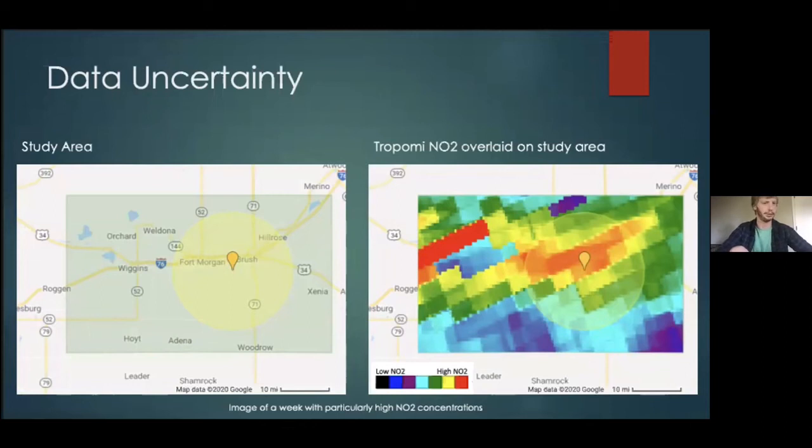And I think this image is really good for explaining why this project was picked, and that's the data uncertainty in TROPOMI. So you can see around the generating station, there are these high spikes of nitrogen dioxide concentrations, which you'd expect, but there are also some concentrations to the northwest, which you would not expect, because if you take a look at the study area on that image on the left, it's mostly just lakes and grasslands where you would not be expecting high concentrations of nitrogen dioxide.